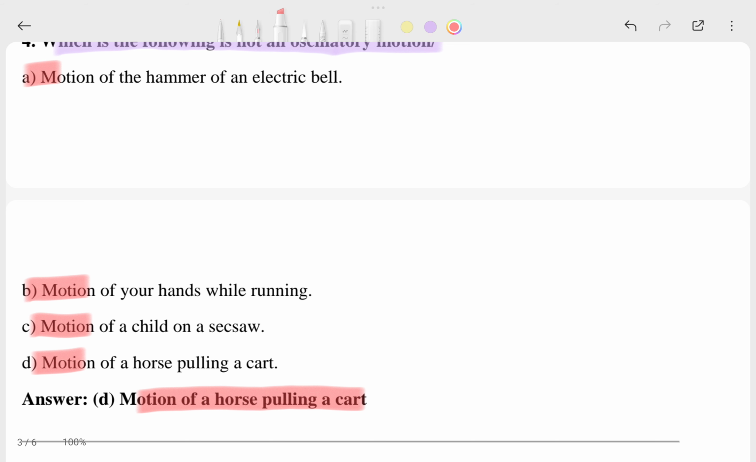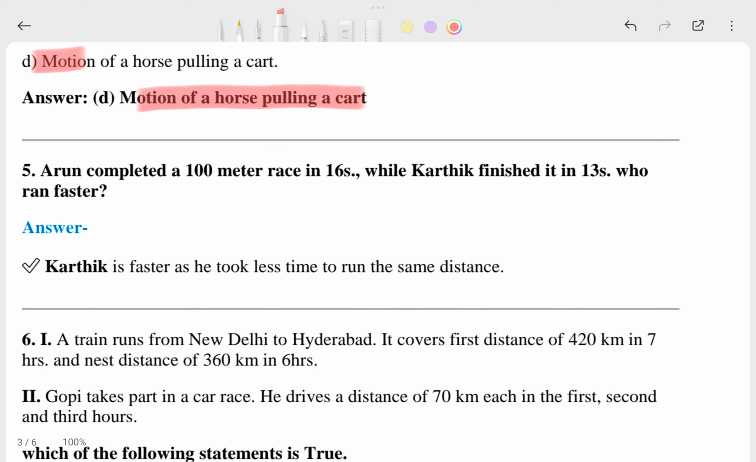Let's go to the fifth one. Arun completed a 100 meter race in 16 seconds, while Kartik finished it in 13 seconds. Who ran faster? Of course Kartik. Why? Because both run the same distance, but Arun takes more time to complete it, while Kartik takes 13 seconds. It means Kartik reaches before Arun. I hope this is clear to you.